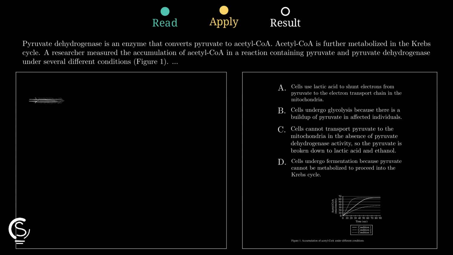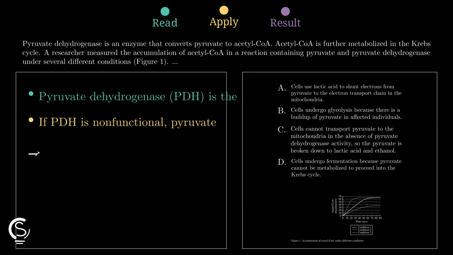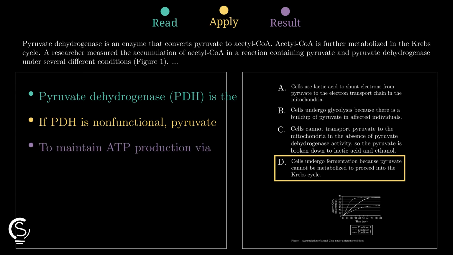Since the Krebs cycle is blocked, the cell must find another way to regenerate NAD+ to keep glycolysis running. This forces the cell to switch over to anaerobic pathways. The cell undergoes fermentation to produce energy, which directly results in the buildup of lactic acid. This makes option D the only scientifically accurate choice.